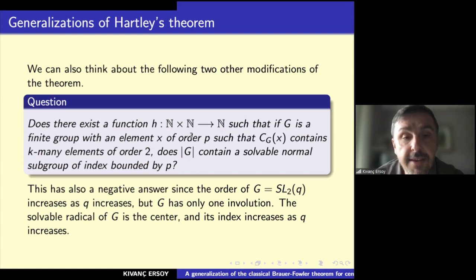This is an easy negative answer, easier than the first one. There is SL2(q) for q odd. As q increases, SL2 has only one involution. It is a central involution, and the solvable radical is the center. And the index of the solvable radical increases as q increases. So the question cannot have a positive answer. We cannot bound the index of the solvable radical by the number of involutions.